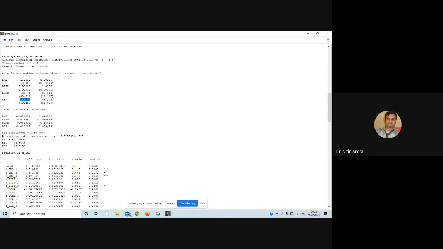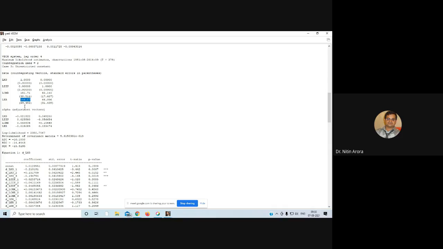Anyhow, this is giving me two equations: LM3 as a function of CMR and ER, and LIIP as a function of CMR and ER. It means your four variables can have two types of relationship by default. By default, it is doing what it is doing.